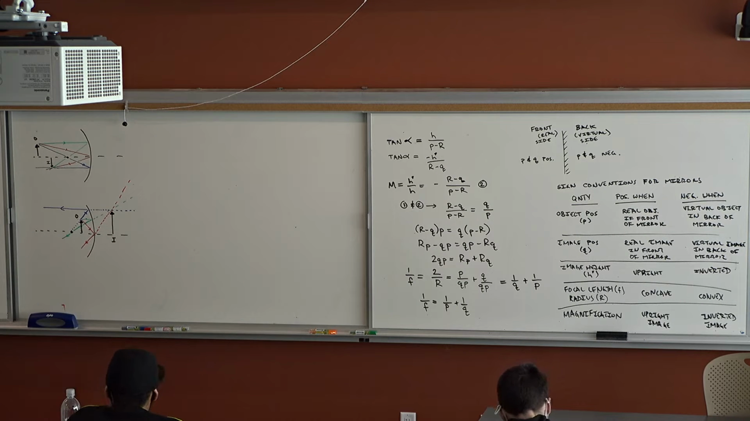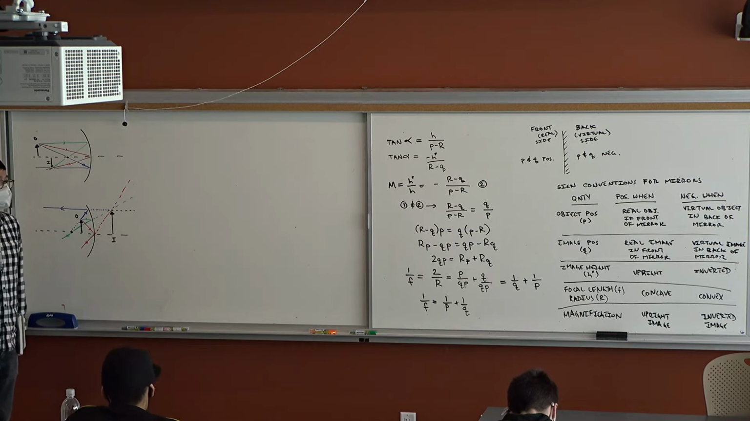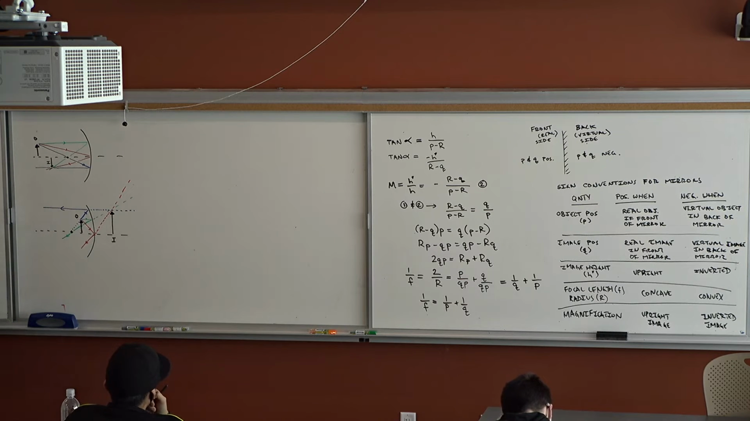What kind of image do we get this time? So virtual, upright, magnified. This one was the original? Real, inverted, and magnified. Yay?